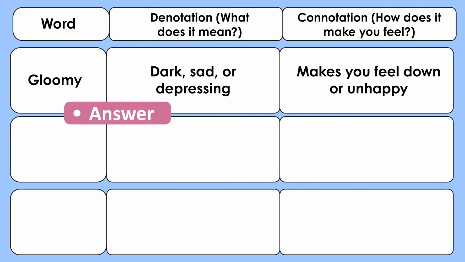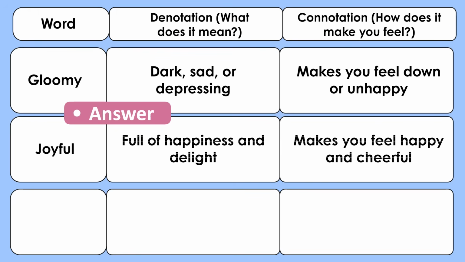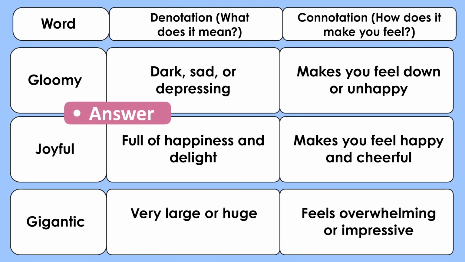Let's answer. First, gloomy. Denotation, dark, sad, or depressing. Connotation, makes you feel down or unhappy. Second, joyful. Denotation, full of happiness and delight. Connotation, makes you feel happy and cheerful. Third, gigantic. Very large or huge. Connotation, feels overwhelming or impressive.